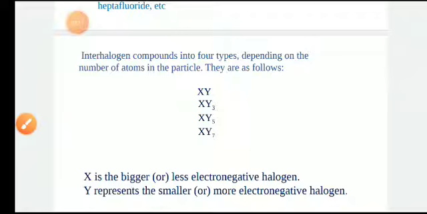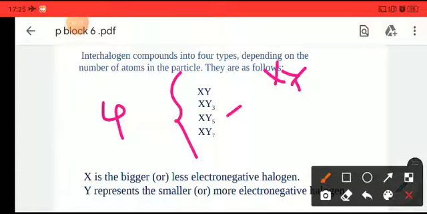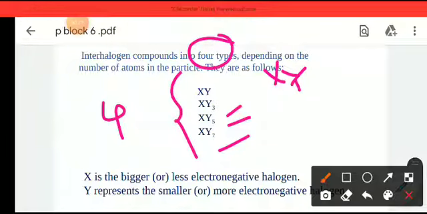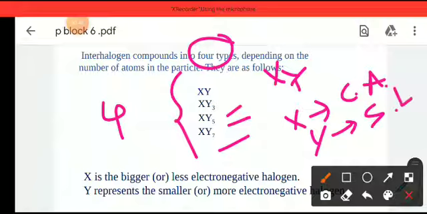So interhalogen compounds are of four types, that is XY, XY3, XY5, and XY7, depending on the number of atoms in a particle. X is the central atom, and Y is called the substituent or ligand.